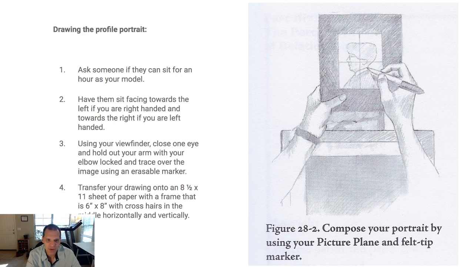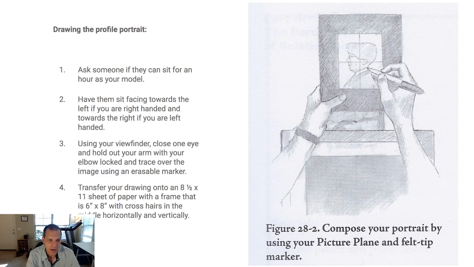Okay, four things to do for the instructions for this. The first is to ask someone if they can sit for an hour as your model. And the second thing is have them sit facing towards you. And if you're right-handed, you're going to have them sit facing toward the left. And if you're left-handed, they're going to sit towards the right.